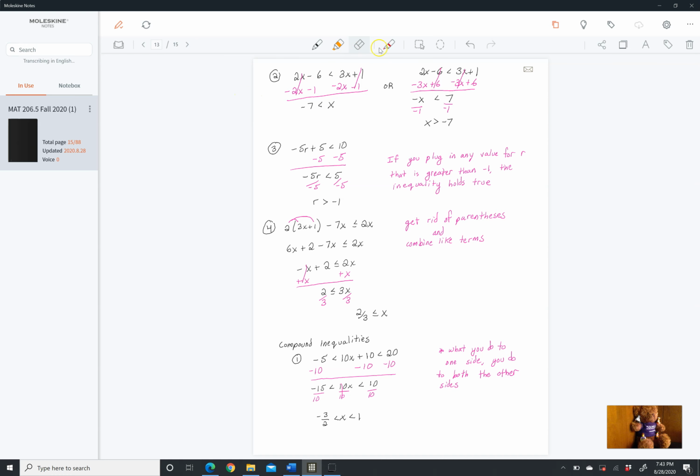-7 is less than x, or x is greater than -7, right? So here's our number line. You can put in the 0 if you want. You don't have to. And x is greater than -7, so we're talking about going to the right again. And there is no equals, so it's a parenthesis.